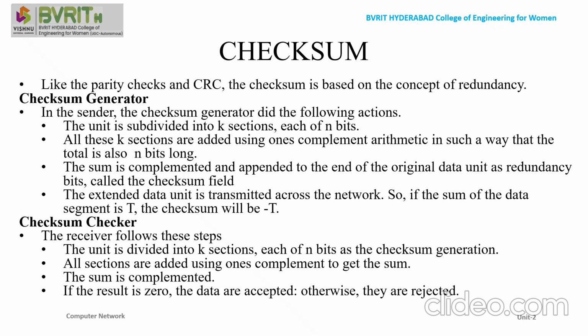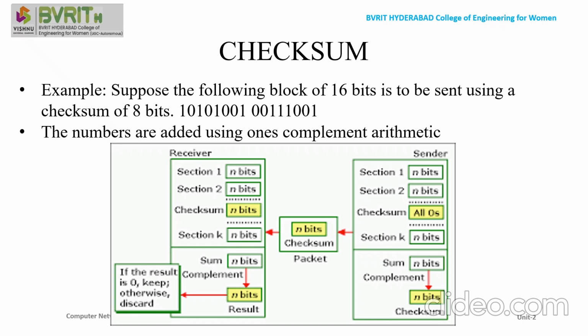The next error detection technique is checksum. In checksum, the data is divided into equal size blocks, and all blocks are added, and the result is complemented, that is one's complement. So we divide the data into equal size blocks of n bits, we add all the blocks, and the final result is complemented.